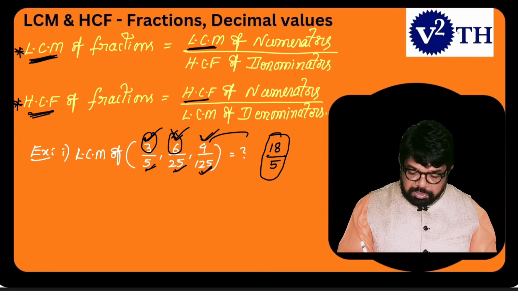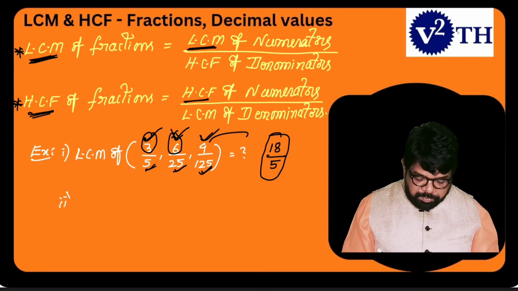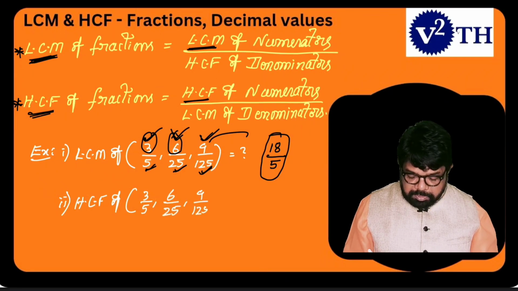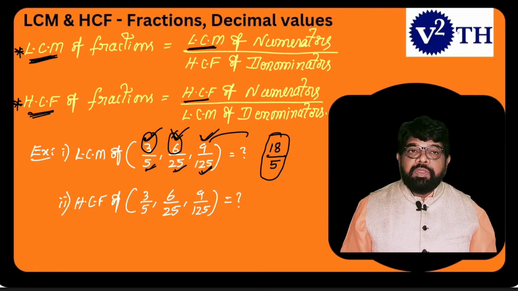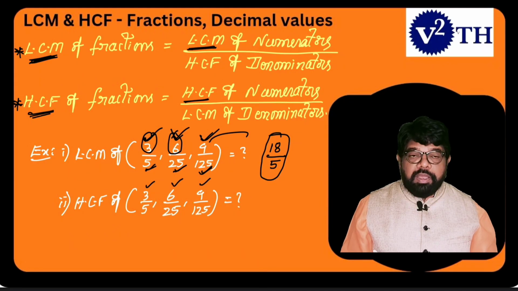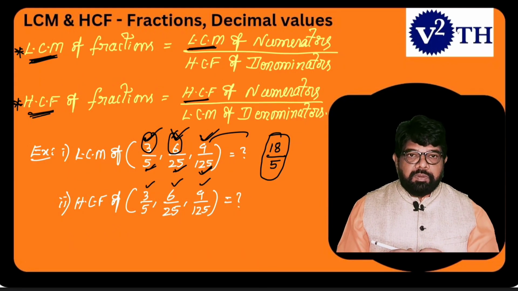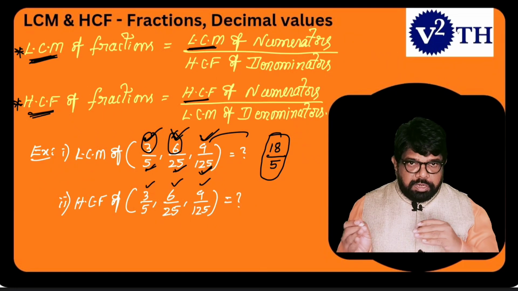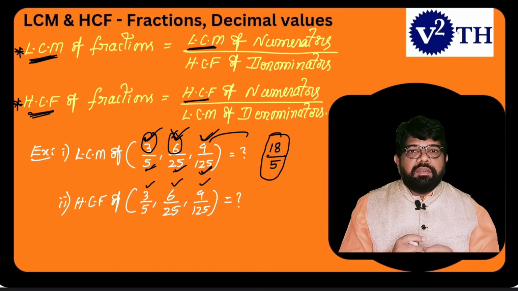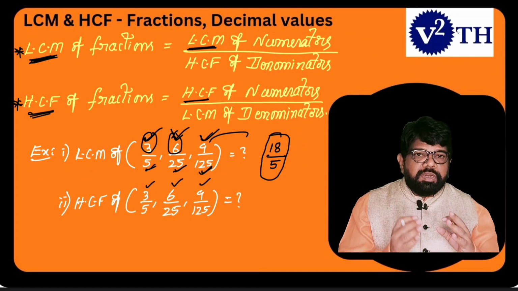Now for the same values, I will calculate the HCF. How can you calculate the HCF for the same values? Suppose, see here, HCF of 3 by 5, 6 by 25, 9 by 125. See here, how can we calculate? Now here HCF means for the numerators you have to calculate the HCF. HCF of 3, 6, 9. What is the shortcut of HCF? Select one number that divides all the numbers. That shortcut you have to put in your mind, by practicing.